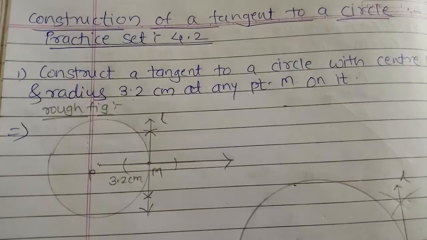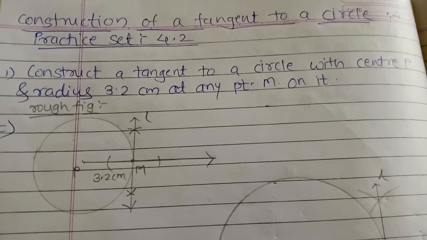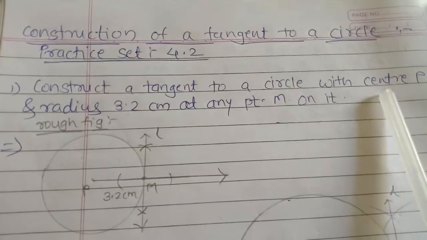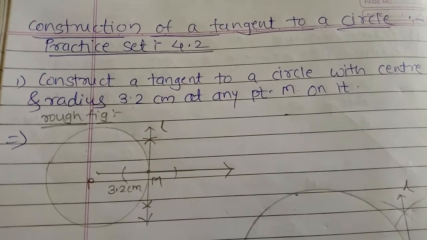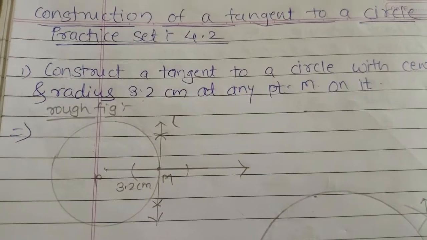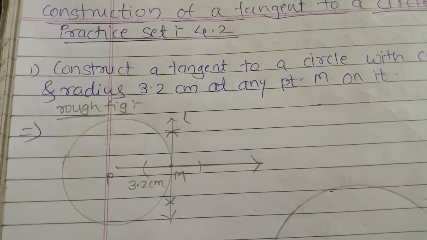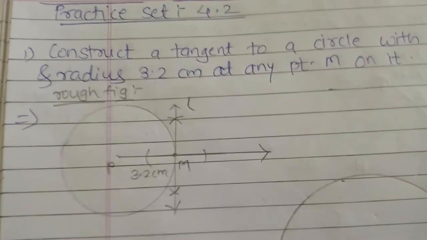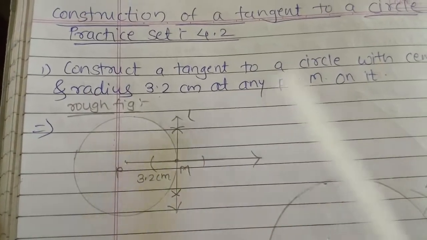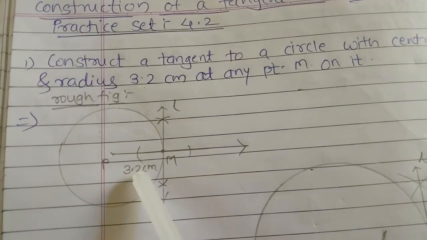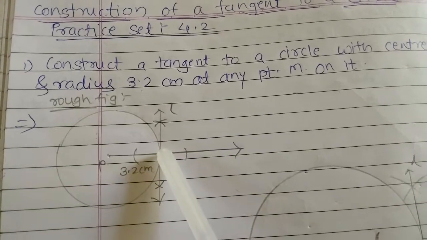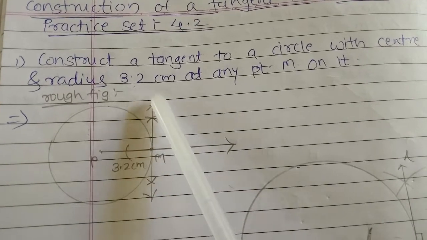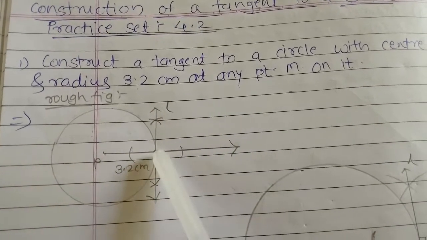So the first example is construct a tangent to a circle with center P and the radius we are given, that is 3.2 centimeter, at any point M on the circle. So for that purpose we have to draw a rough figure and draw it with proper instruments. So I draw here the circle and the radius, you have to draw the circle with radius 3.2, and here we take any point that is M on the circle. Here is my M point and we have to draw a tangent to the circle through this point M.